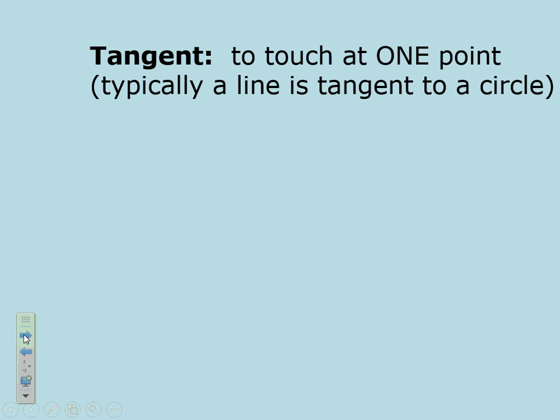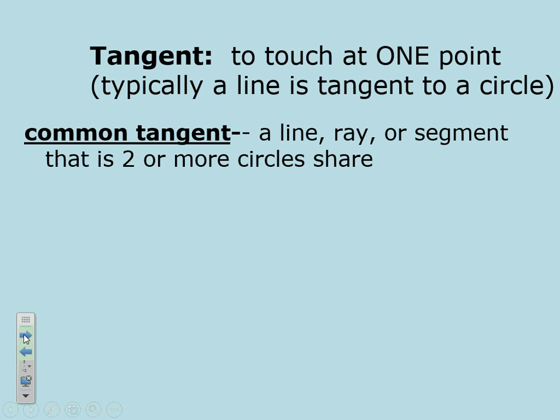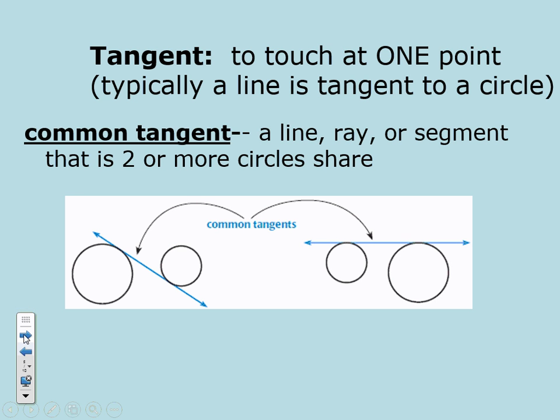Now let's take a look at the idea of tangent itself. So tangent means to touch at one point. Typically a line is tangent to a circle. Sometimes you can have common tangents. Common tangents are lines, rays, segments that are tangent to two or more things, okay? So two or more circles would share it as a common tangent line or a common tangent segment. So, for example, in your notes, this would be a picture of some common tangents. So you have two black circles and there's a blue line that goes through the middle of them like this. It touches the bigger circle here, it touches the little circle there. That blue line is considered a common tangent for those two circles.